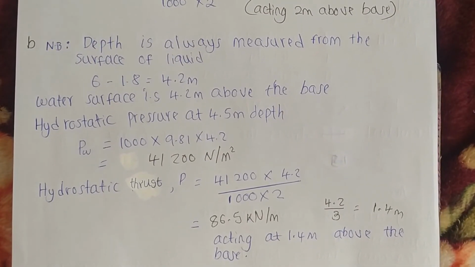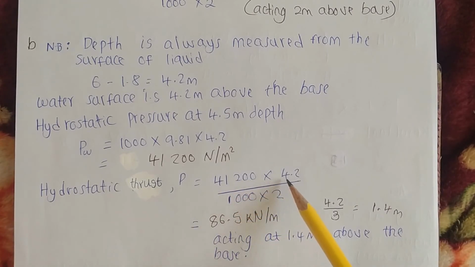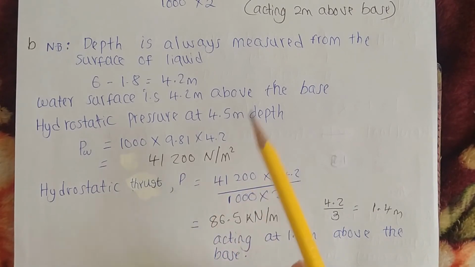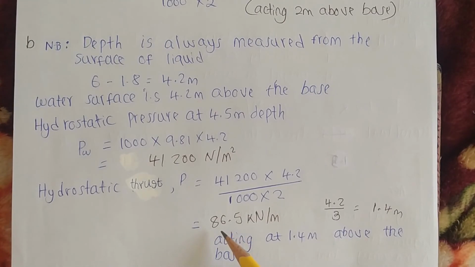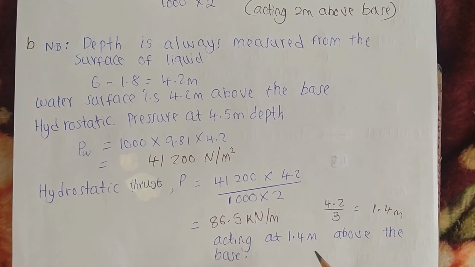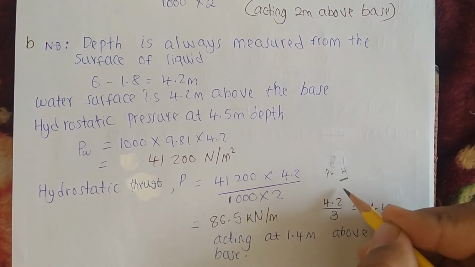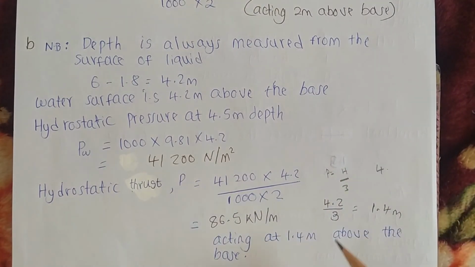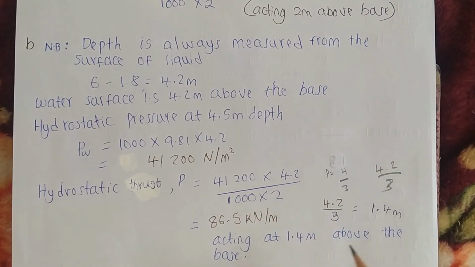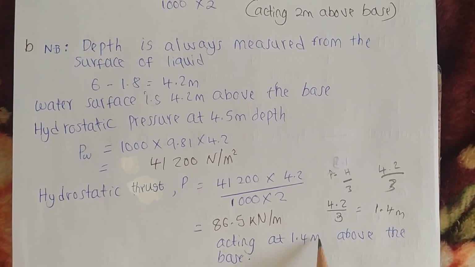And then we shall calculate the hydrostatic thrust P, which will be equal to 41,200 multiplied by 4.2 over 1000 times 2. The formula I've given previously, so you can have a look at the formula. When you calculate this, you'll get 86.5 kilonewtons per meter, and this will act at 1.4 meters. I also taught you how to calculate the point where it acts. The distance is equal to the height over 3, so 4.2 divided by 3. When you divide this, you'll get your answer as 1.4 meters. So this means that this 86.5, the hydrostatic thrust, will act at 1.4 meters above the base.